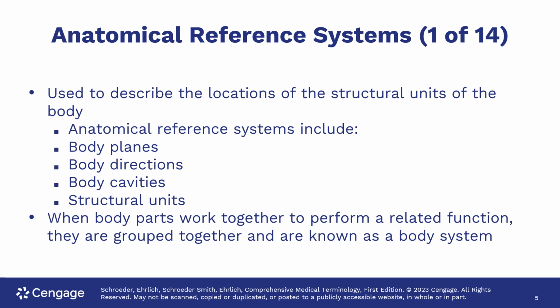We need to use words to describe where things are in the body, and so we use terms in regards to body planes, directions, and which cavity or structure we are referring to. It helps us all understand what or where we are focusing. Body parts that work together as a team with the same related function is called a body system.